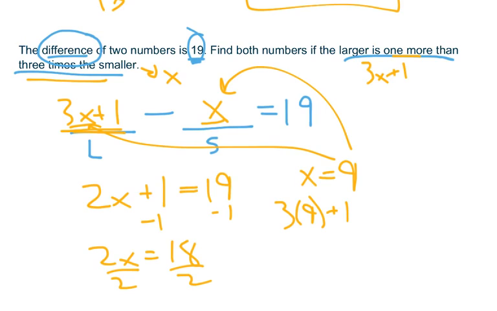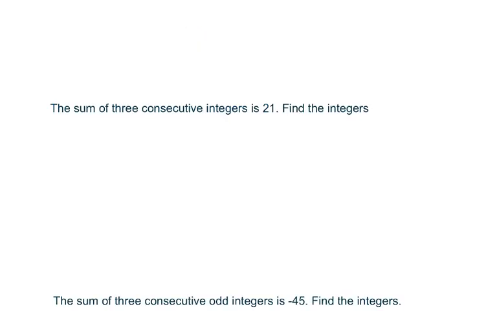That's 27 plus 1, which is 28. And the 2 numbers are 9 and 28. Now let's take a look at consecutive integer word problems. Now consecutive integers, these are numbers that go in a progression. So 1, 2, 3. Those are consecutive integers.